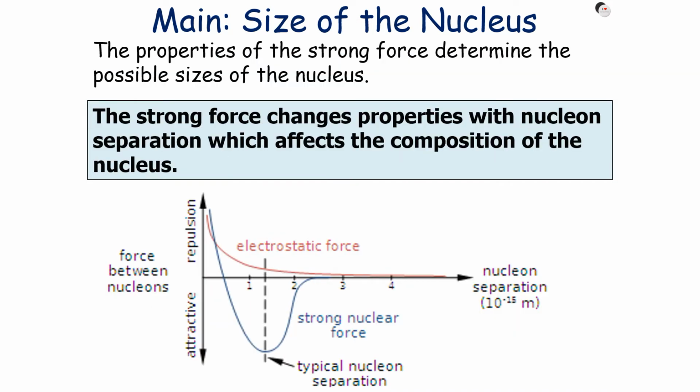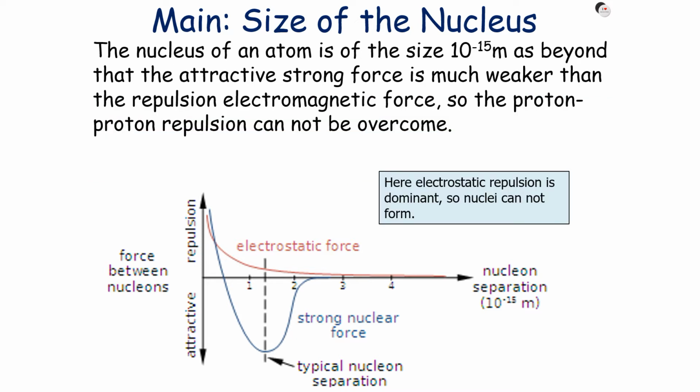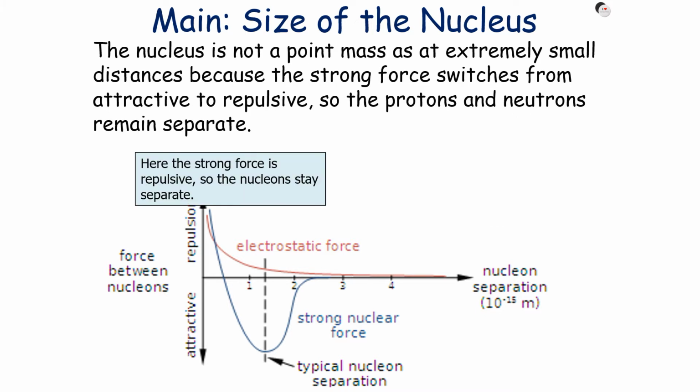Now it's important to note that the strong interaction changes properties with nucleon separation, which affects the composition of the nucleus. So like we said before, a nucleus of size much larger than about 10 to the minus 15 meters doesn't really occur, as beyond that the attractive strong force interaction is much weaker than the repulsive electromagnetic interaction, so proton-proton repulsion cannot be overcome. In addition, the nucleus is not a point mass, as at extremely small distances the strong interaction switches from an attractive interaction to a repulsive interaction, so the protons and neutrons remain separate.